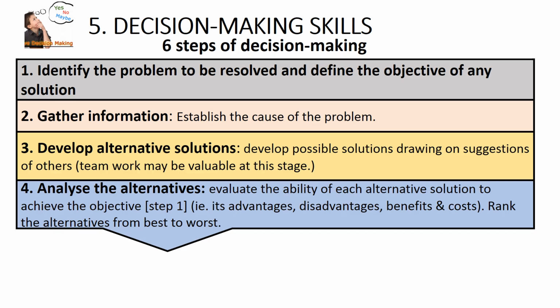The fourth step is for the manager to analyse all of these alternative solutions by evaluating them in terms of their ability to achieve the objective in step 1, that is the objective or objectives that the manager wants to achieve by solving the problem in the first place. And what this means is that the manager will need to look at the strengths, weaknesses, advantages, disadvantages, benefits and costs of each alternative, and then be able to rank each alternative from best to worst.